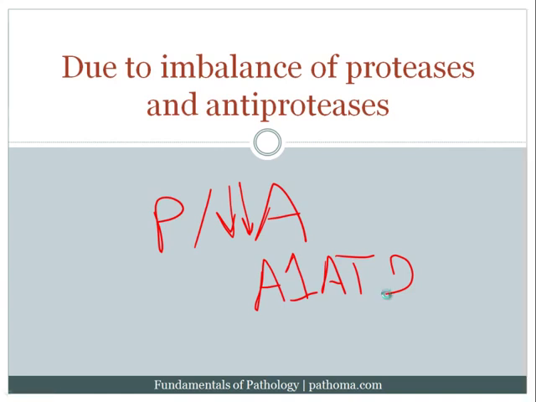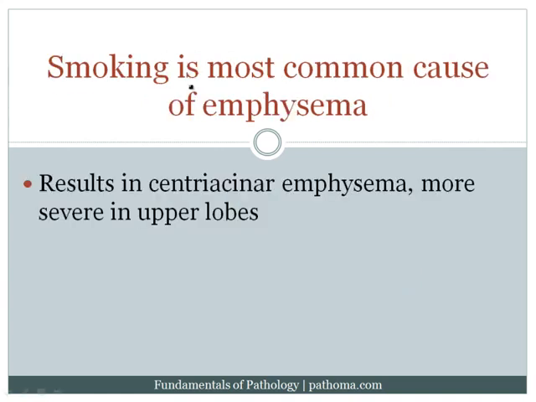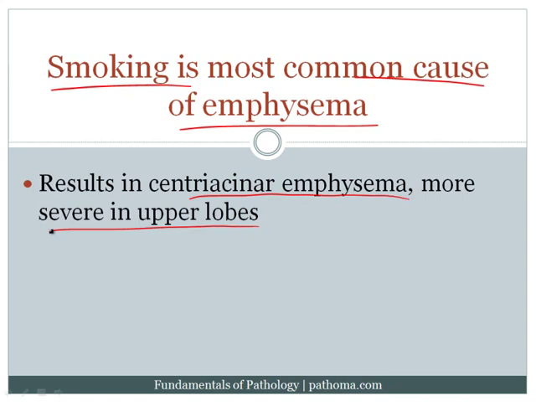Now let's read together. What do I say in the book? I say smoking is the most common cause of emphysema. That I've already explained. And it results in centriacinar emphysema, which is more severe in the upper lobes. This requires a little bit of explanation. Now, what is centriacinar emphysema? So why don't I take a step back and remind you that there are two major categories of emphysema. There's a centriacinar emphysema and there's a panacinar emphysema.